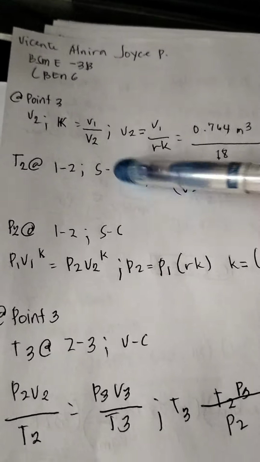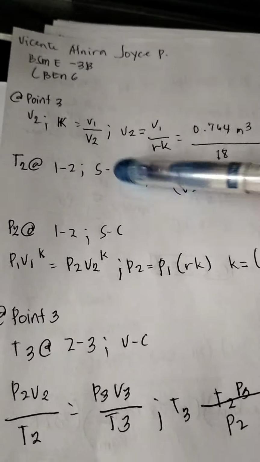The atmosphere is at 14.7 psia at 70 degrees Fahrenheit. So, as given, P1 is equal to 14.7 psia, and T1 is equal to 70 degrees Fahrenheit plus 460, equals 530 R, and rk is equal to 7, while P3 is equal to 800 psia, equals P4. So, what we need to find is W net.